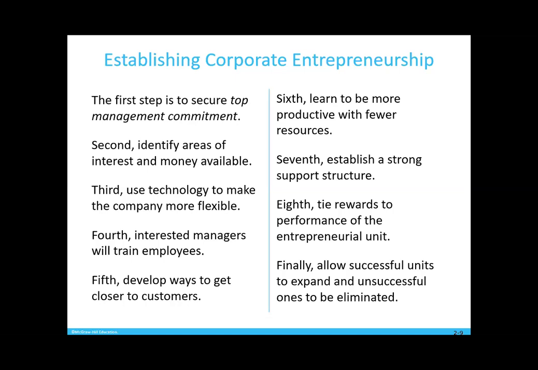The fifth thing is to develop always to get closer to customers. We always need to be closer to the customers to understand what the customers need. And we need to learn to be more productive with fewer resources. So bringing in an employee that has the ability to multitask would be a wise thing to do in the beginning when you start your entrepreneurship project. You establish a strong support structure with family, with partners, with the chamber of commerce, with all the necessary support that makes your entrepreneurial operation go fine.